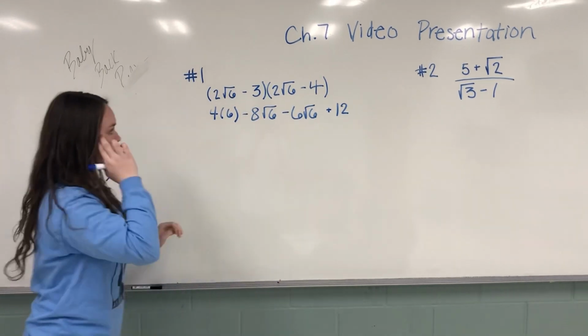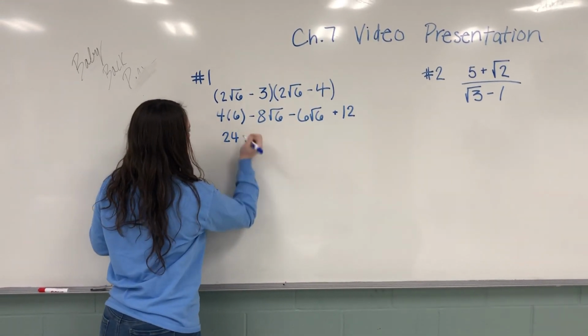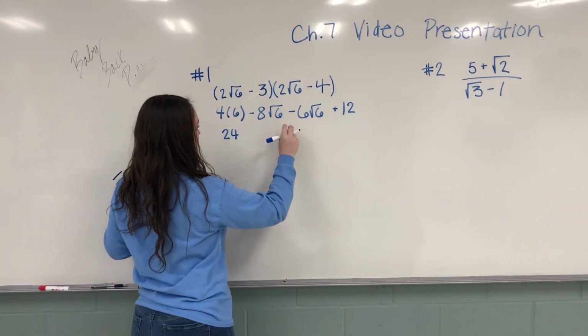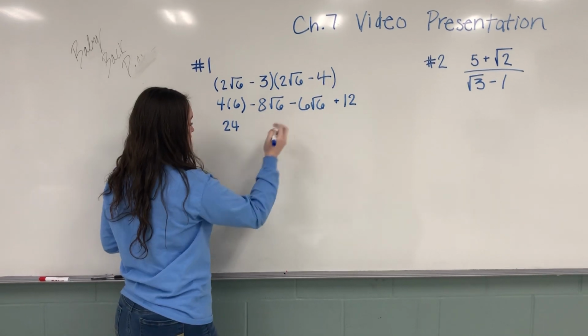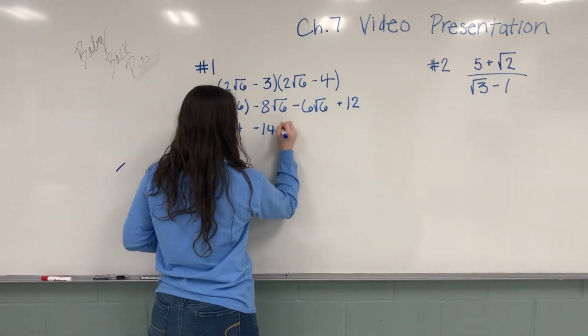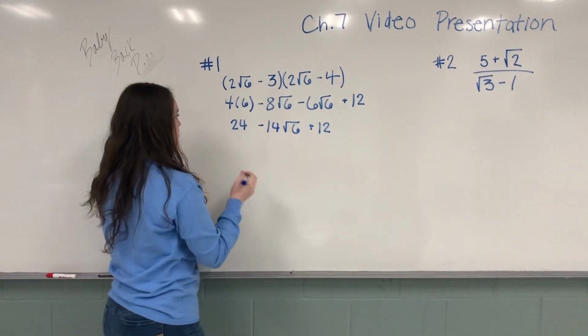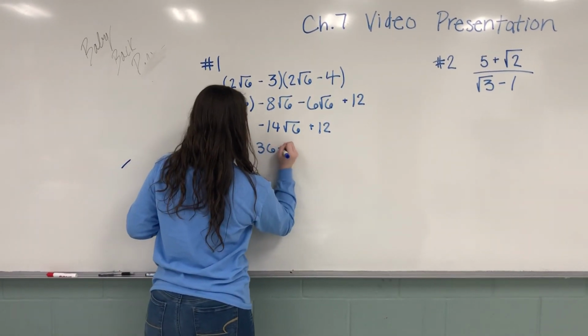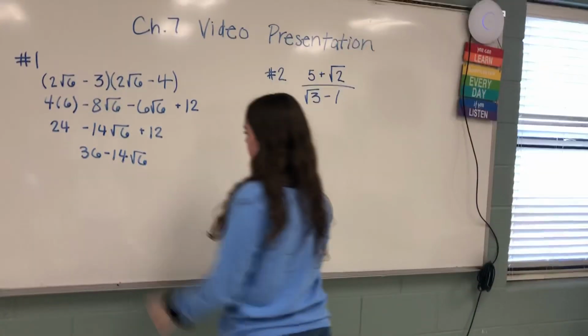And then you combine like terms. 4 times 6 is 24. Minus 8 minus 6. You can do this because they both are the square root of 6. So negative 8 minus 6 is negative 14. So negative 14 square root of 6 plus 12. Still combine like terms, so you have 36 minus 14 square root of 6. And that is your answer.